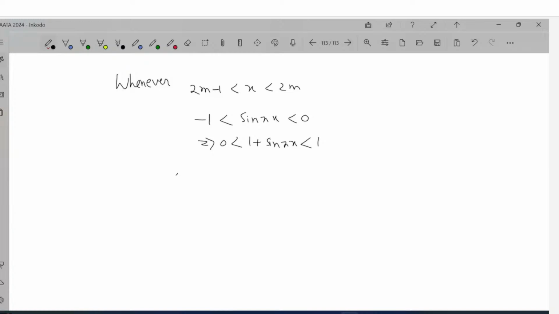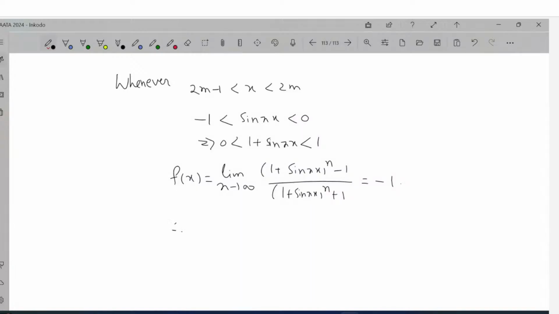So what is f(x) in that case? Limit n tends to infinity of (1 plus sine pi x) whole to the power n minus 1 by (1 plus sine pi x) whole to the power n plus 1. This part will be 0, because it's less than 1, and we have minus 1. In this case, you get minus 1.